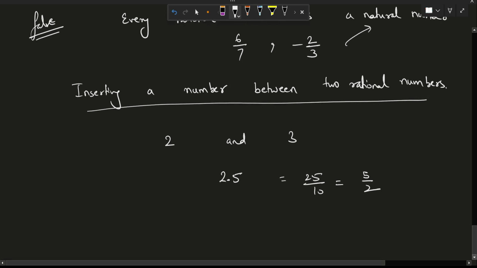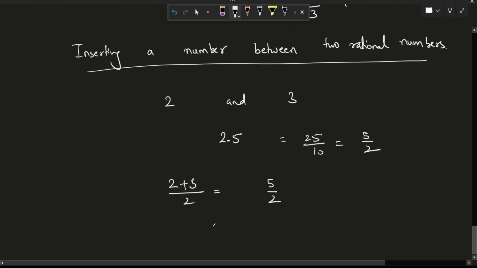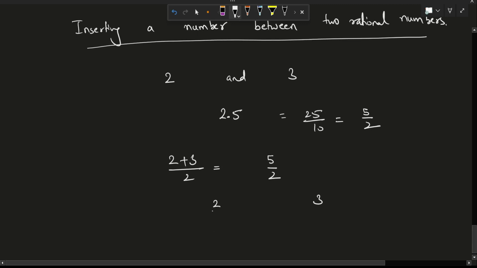There are steps to do that. In between two rational numbers, how can you find a single rational number? What you do is you add the two numbers and divide by 2. You will get 5 by 2. So any rational number exactly in between them is the average of the two. So I got 5 by 2 between 2 and 3.